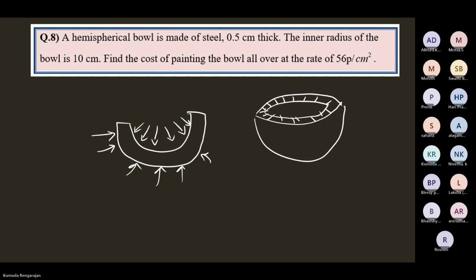CSA, the inner curved surface area of the bowl, the outer curved surface area of the bowl, plus the area of the circular ring on the top. These are the three different regions that have to be painted.